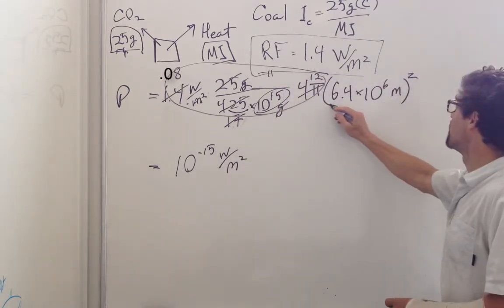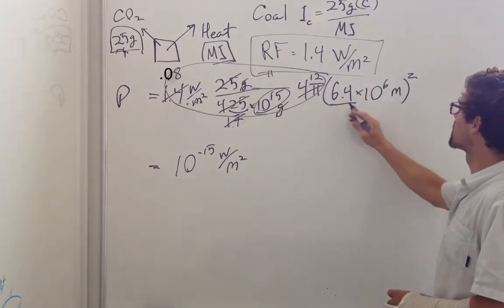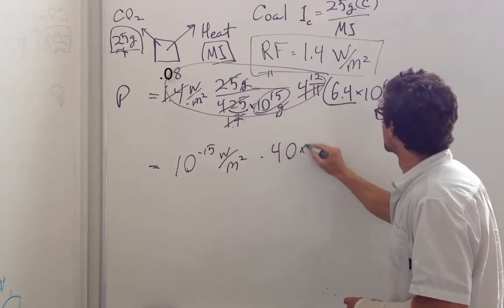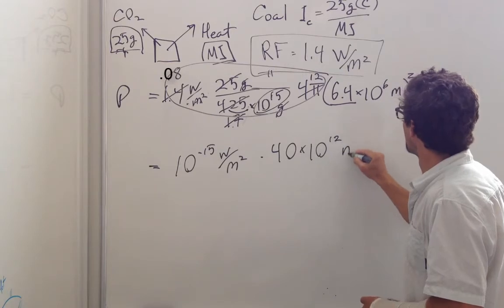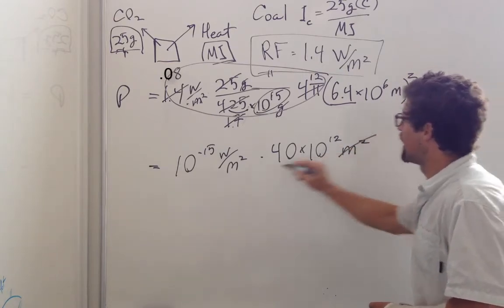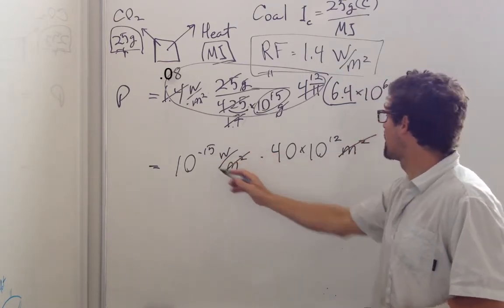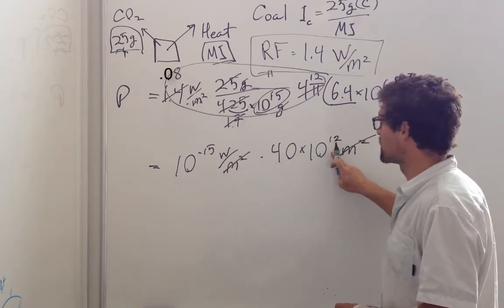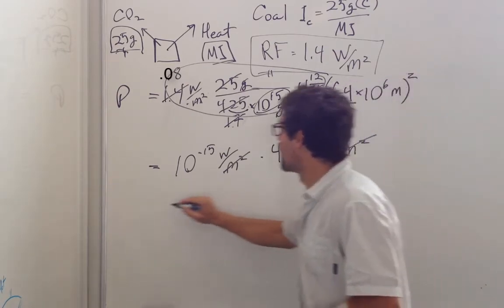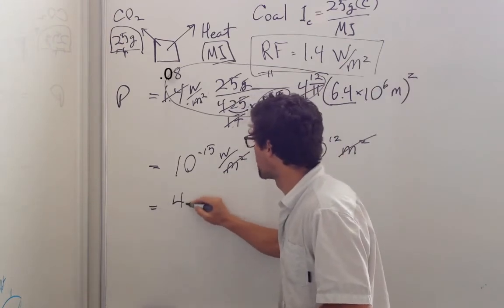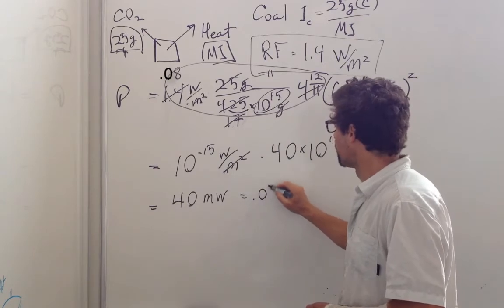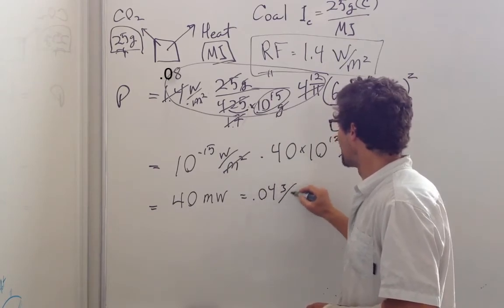And then this comes out to be, well, 6 squared is 36, so 6.4 squared is about 40. This comes out to be 40 times 10 to the 12th meters squared. And these cancel. 10 to the minus 15. This gives 10 to the minus 3, 2, or about 40 milliwatts, or 0.04 joules every second.